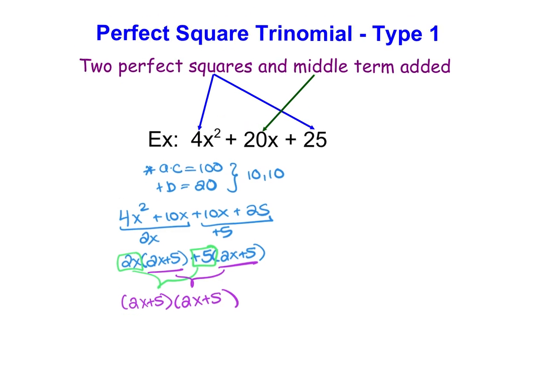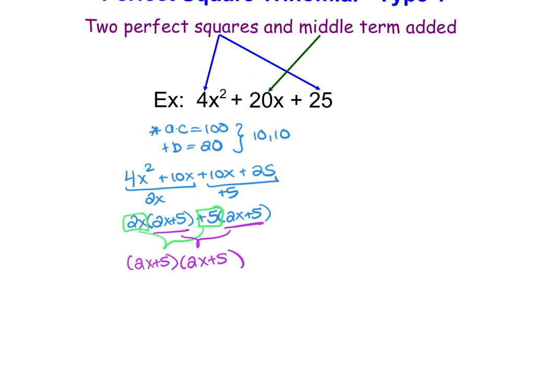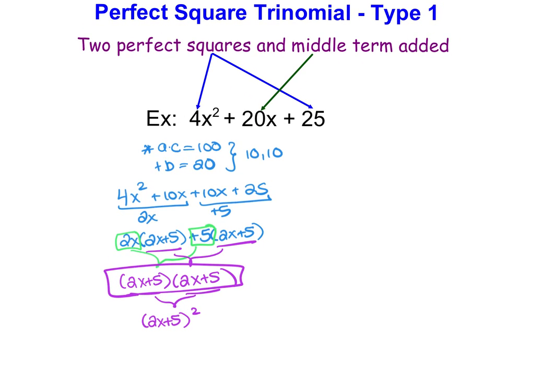And so when we look closely, what we see is that we have two parentheses that are identical. So we can write it this way as 2x plus 5 times 2x plus 5, or we can write it as 2x plus 5 in parentheses squared. Now, this repeated parenthesis is really the essence of a perfect square trinomial, at least the first type. If you look very carefully, you'll notice you have these two identical binomials. You have 2x plus 5 here, so we have a 2x and a 2x, and a plus 5 and a plus 5.